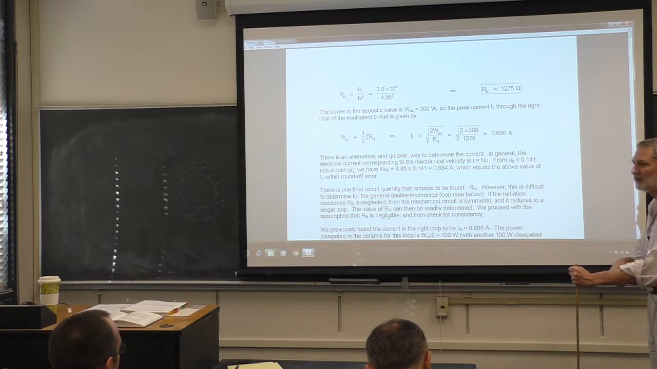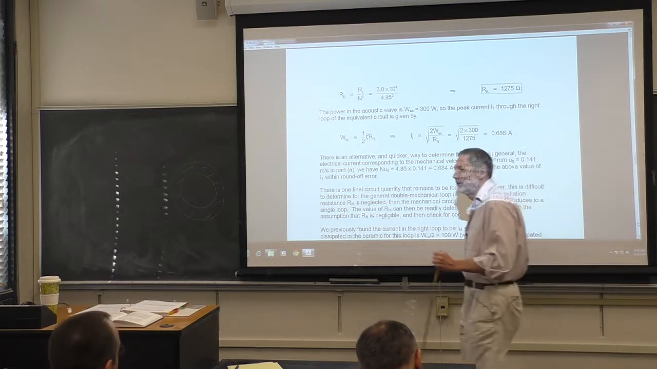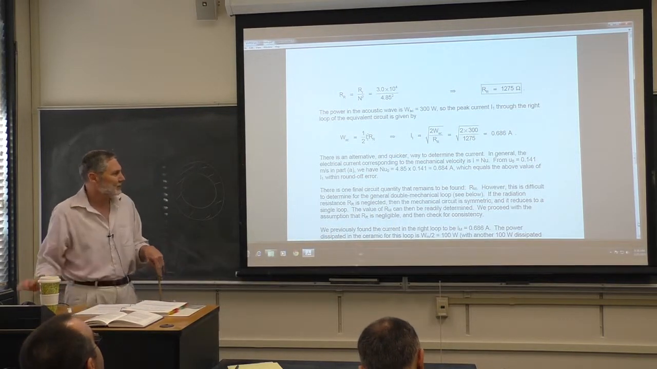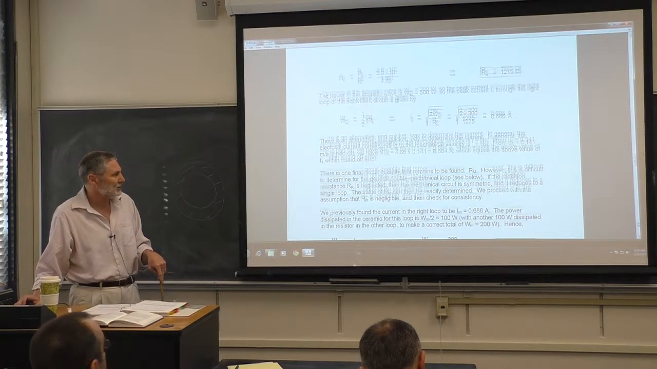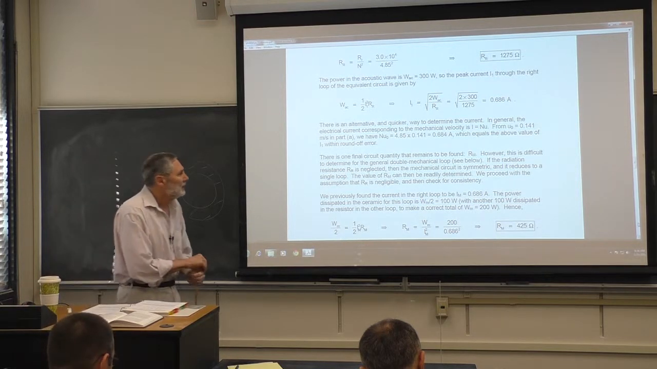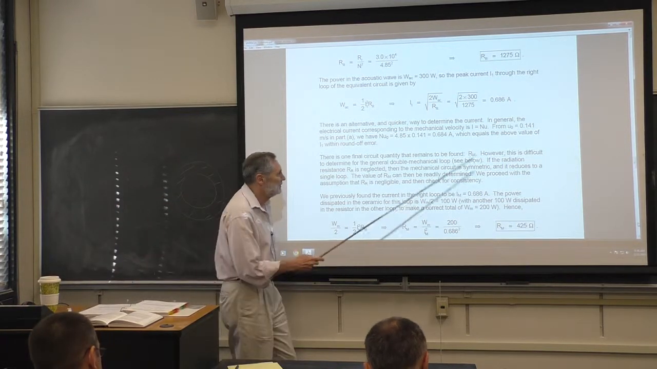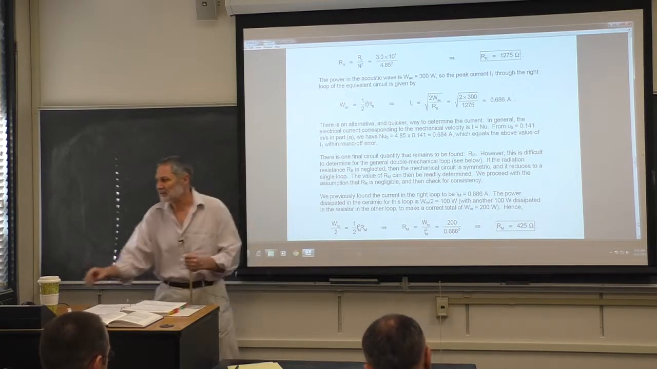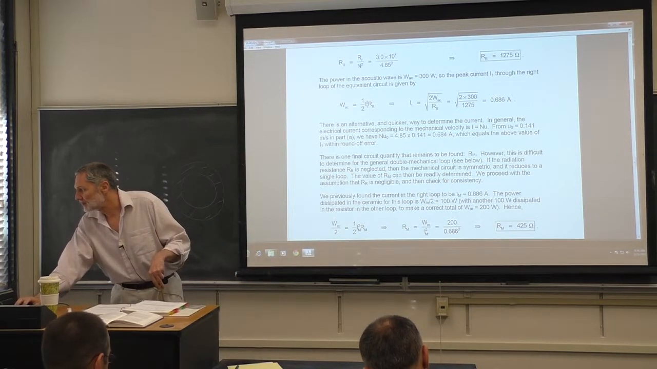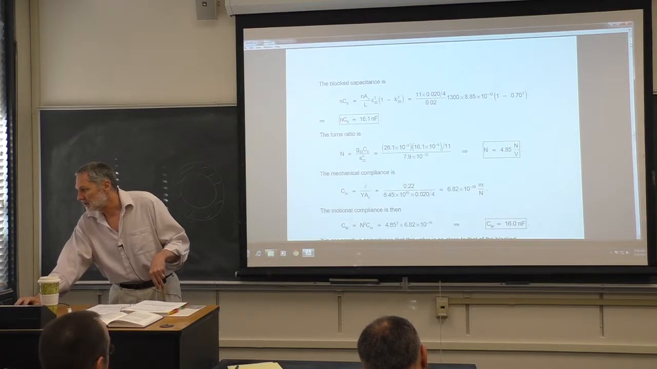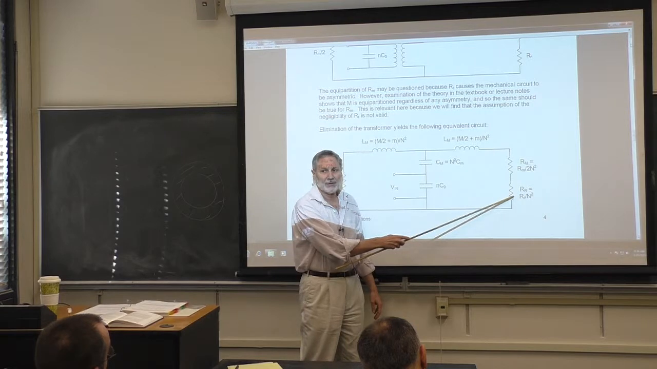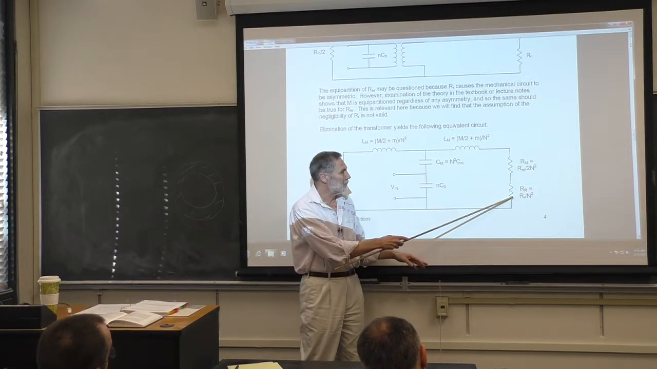Good. Now, we're not quite done. What's the motional resistance? Here's where things get really problematic. This is very difficult to determine for an asymmetric circuit. We don't have a symmetric circuit here because of this. This goes way back to the beginning when we were talking about this.